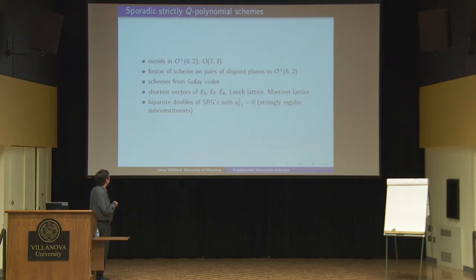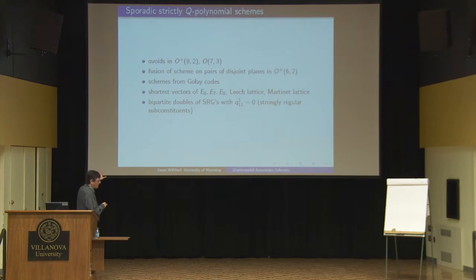And also, well, I mentioned bipartite doubles. There are instances of strongly regular graphs. There, the condition, almost dual bipartite condition, is a lot less stringent. So you have these strongly regular graphs with strongly regular subconstituents, and you can take bipartite doubles of those, except for the pentagon, right?